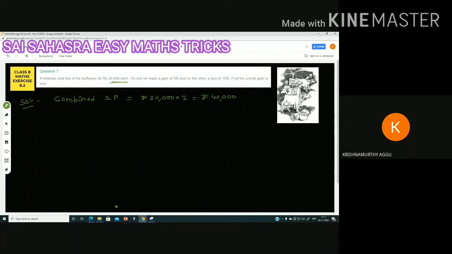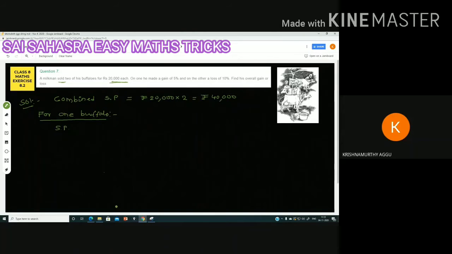Next, we have to find the combined cost price. On the first buffalo, the cost price is required, and on the second buffalo also the cost price is required. Let us take only the first buffalo. For one buffalo, what is the information given to us? Each one's selling price is given. Selling price of the first buffalo is 20,000 rupees. Selling price of the second buffalo is also 20,000 rupees.